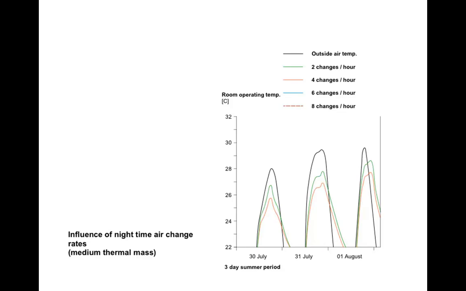If we then go to 4 air changes per hour, the improvement is greater. And if we go all the way through to 8 air changes per hour, we are making a significant improvement in thermal comfort, to the point where if you take this 1st of August, which is probably the hottest day in the year, outside it's 30 degrees, inside it's just over 26 degrees, which is just about comfortable. And you're doing this simply by cooling the building down at night.